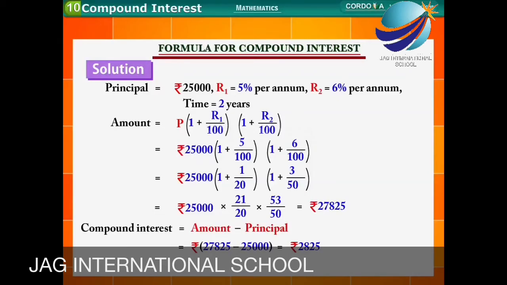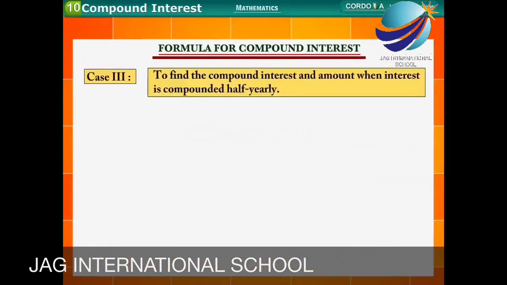Compound interest is equal to amount minus principal, which is equal to rupees 27,825 minus 25,000, which is equal to rupees 2,825. Hence, the compound interest is rupees 2,825.